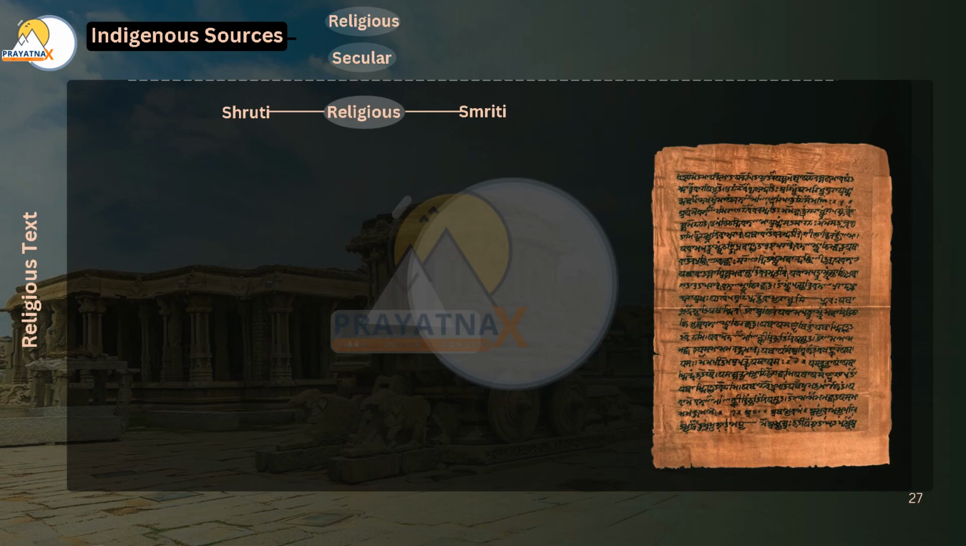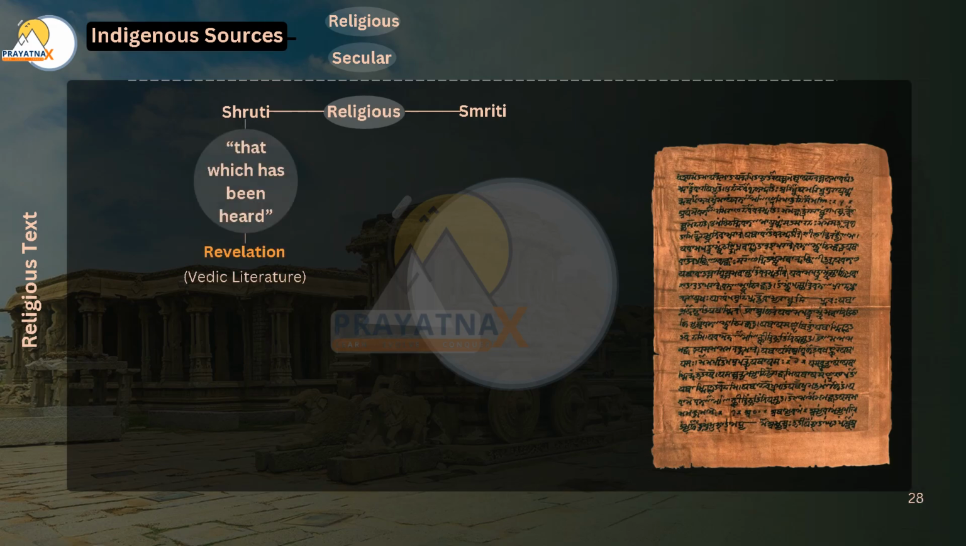Under Brahmanic texts, we will see that it includes Shruti and Smriti. Now, Shruti basically means that which has been heard. It is considered a canonical text. This is because it is believed to be a revelation. It is considered that it is divinely revealed.